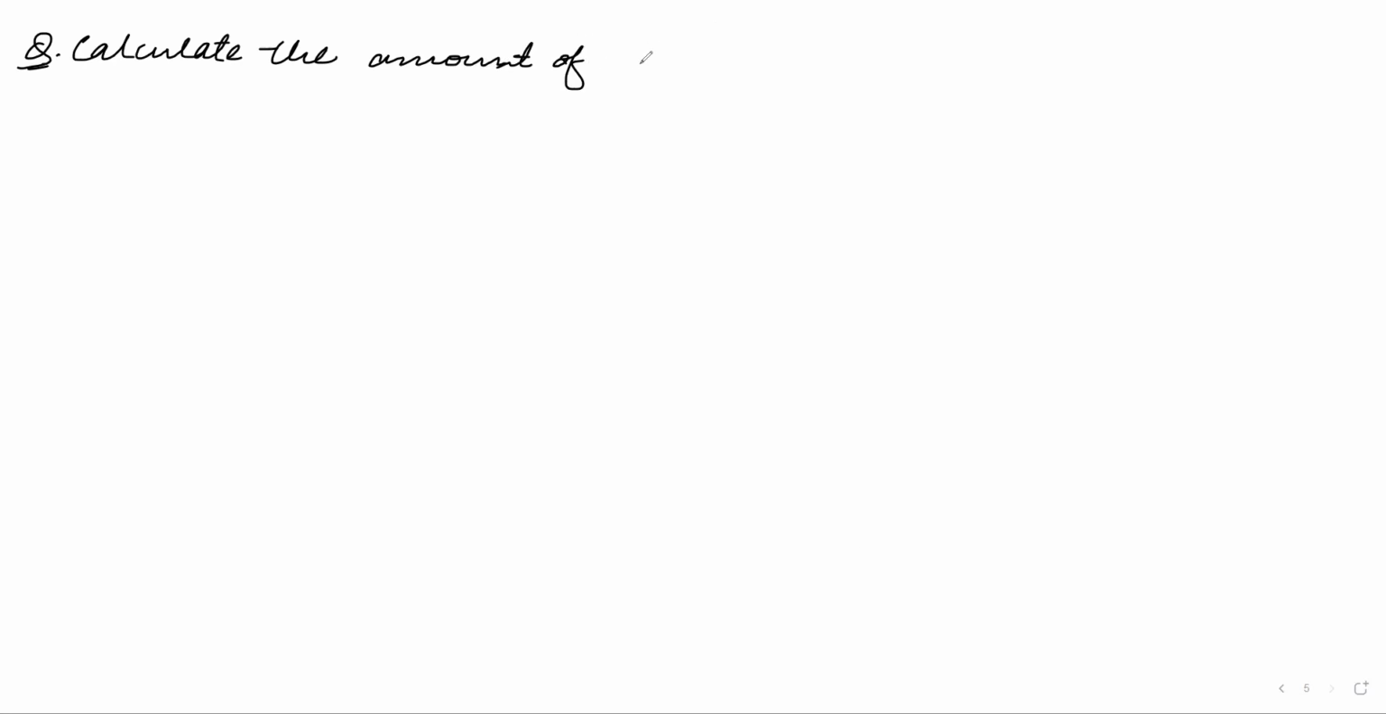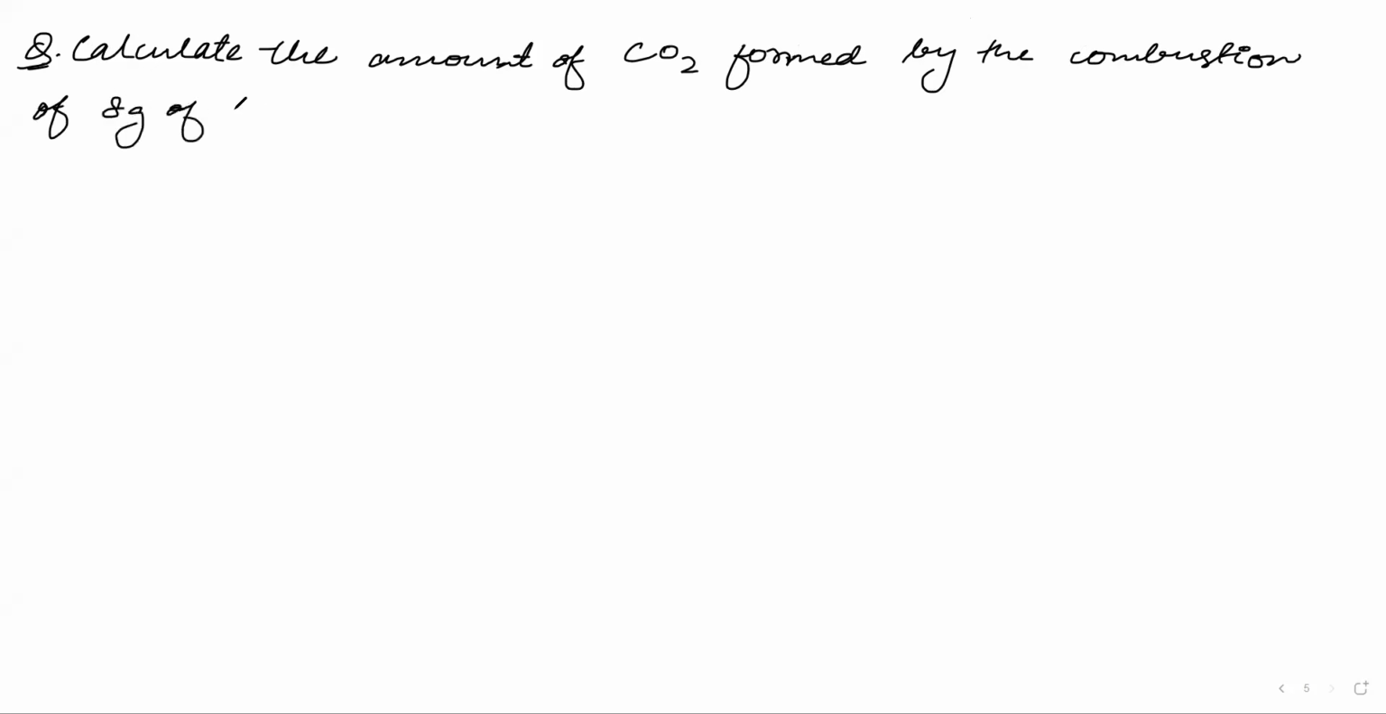Calculate the amount of CO2 formed by the combustion of, let us say, 8 grams of CH4. Two things you have to keep in mind. The first thing is, what is combustion? Combustion is a reaction with oxygen. So we have CH4, that is methane, and it will react with O2.